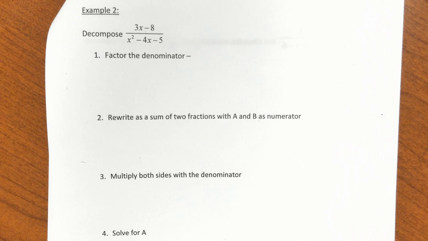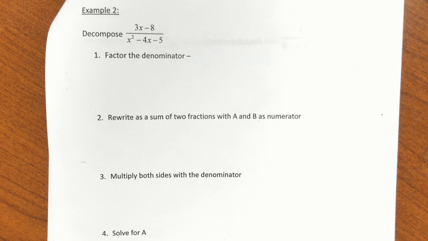So it tells you to factor 3x minus 8. This one is slightly different, it has one more step. The denominator is not factored. You have to factor it so that you can break it down as the two factors. So that's going to be your first step.